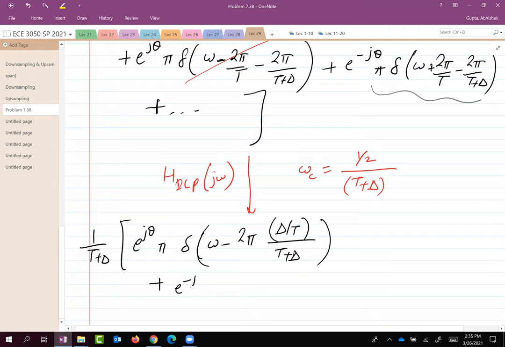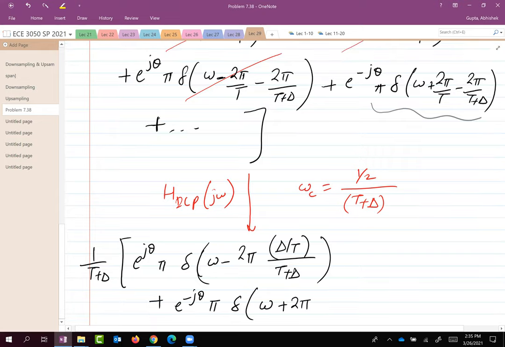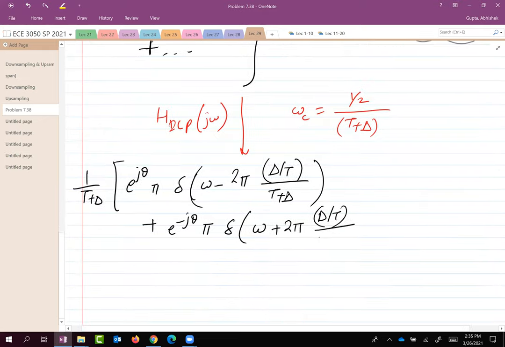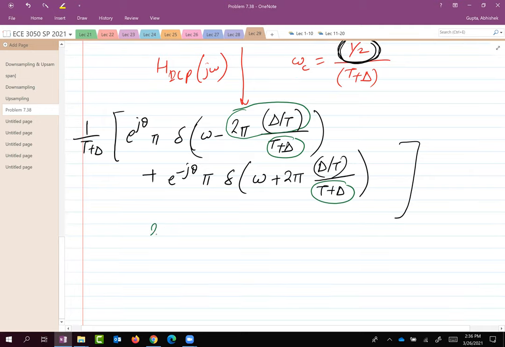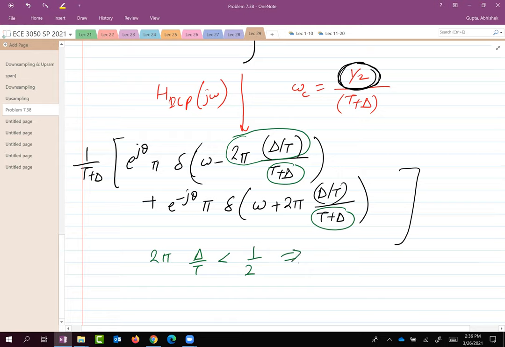And then I have the other term, e raised to minus jθ, times πδ ω plus 2π delta over T(T+δ). These are the only two terms that are going to survive when you pass it through this particular low pass filter. But for that, I want the frequencies to be less than 1/2(T+δ). I have T plus delta as a common denominator everywhere, so I just need the numerator to be less than 1/2. So I want my 2π delta over T to be less than 1/2 for it to pass through the low pass filter, which means that delta has to be less than, what do I get, T over 4π.